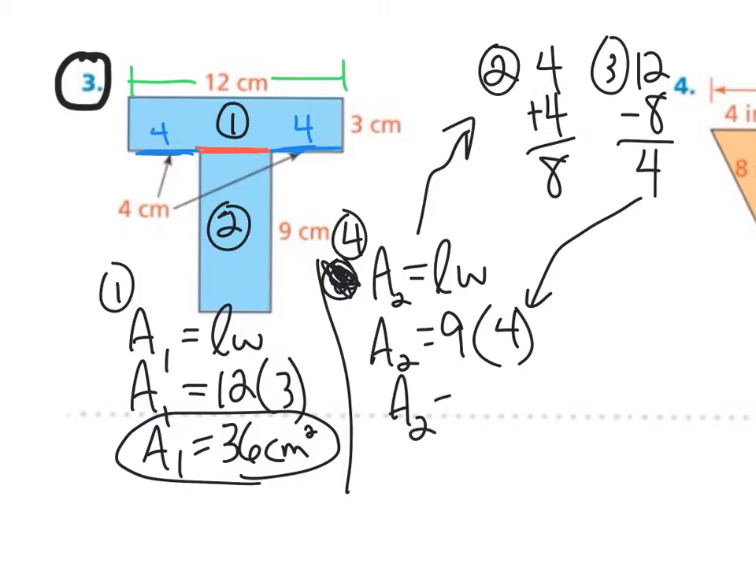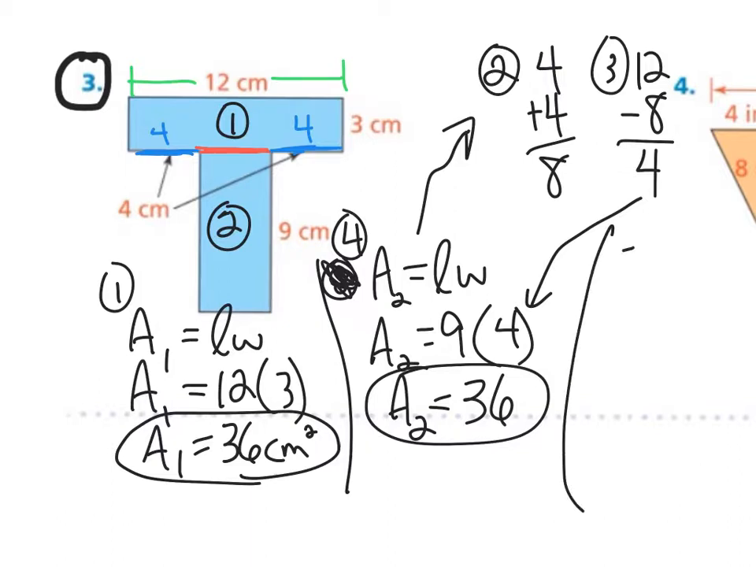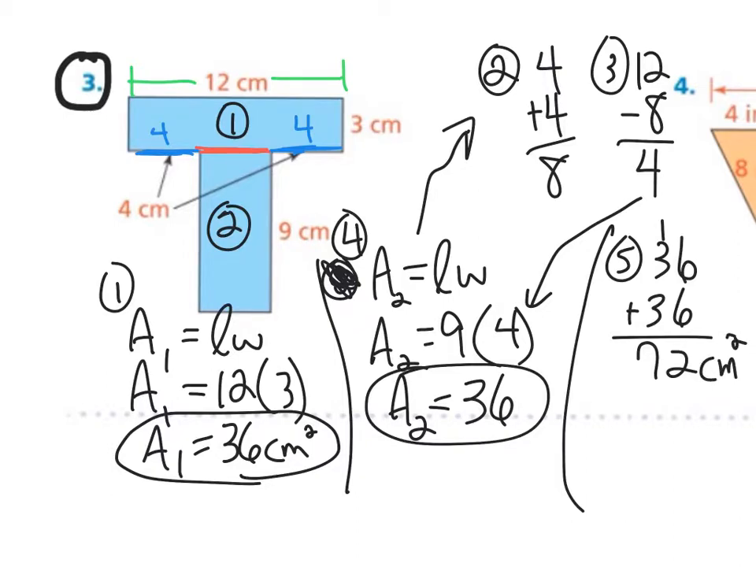So when we do that, we've got 9 times 4, which is 36. And at that point, we will add those two together, which happen to be the same as each other, and we'll get 72. So 72 square centimeters would be our total area here.